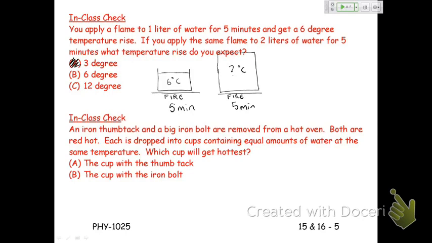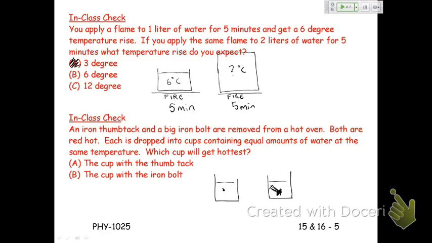And then an iron thumbtack, a little thumbtack, and a big iron bolt are removed from a hot oven. The oven gets them to the same temperature. Ovens go to 400 degrees C. They stay at 400 degrees C. You put the tack in, you put the bolt in. It's got 400 degrees C temperature. Yeah, you let them get there. Both are red hot. Each is dropped into cups containing equal amounts of water. Yeah. Okay. So here's my little thumbtack, and here's my big bolt.